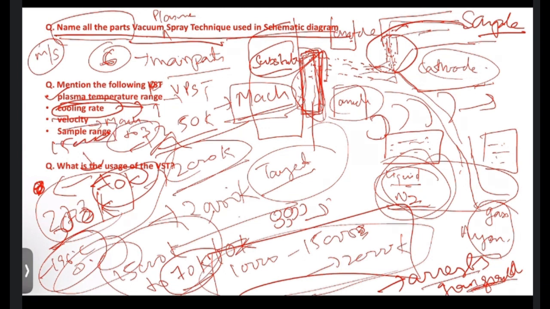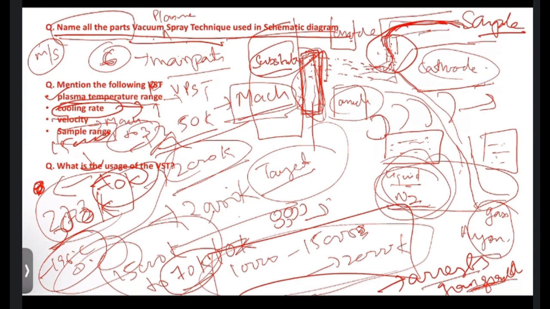Sample range. What range of samples can be poured into the vacuum plasma spray technique? What is the range of the samples? Anyone who will tell me? Priya or Pushparaj? Any idea about the particle size? How much size range of the particles can be put through, can be used in this technique?